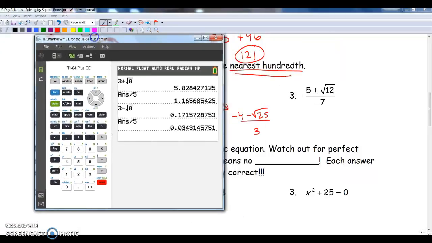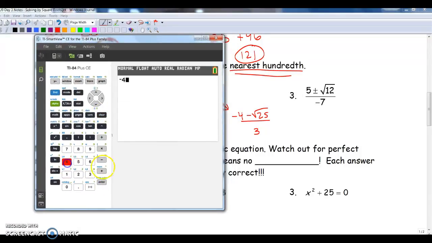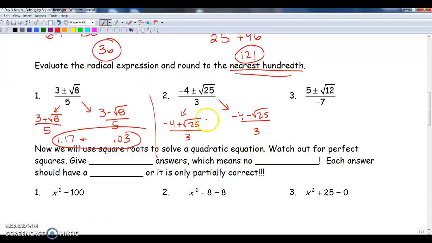You're going to do negative 4 plus the square root of 25. Hit enter. And then divide by 3. Round, so that'd be 0.33.